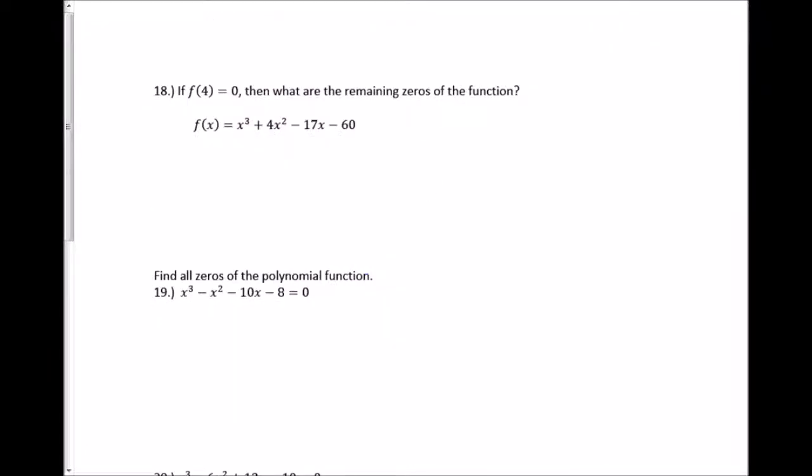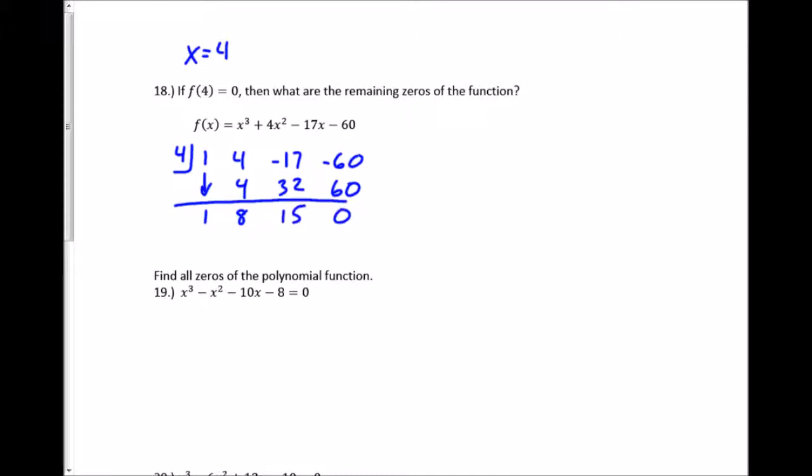In this one, it asks me to find the remaining zeros given that f of 4 equals 0. In other words, x equals 4 is one of my solutions. So I'm just going to plug this in using synthetic division. I bring down the first term. I multiply, I add straight down, and repeat. And it shouldn't be surprising that I get a 0 here. This told me I was going to get a 0 when I plugged it in.